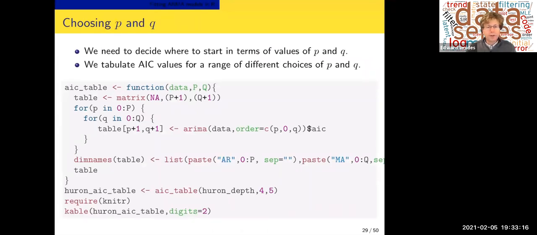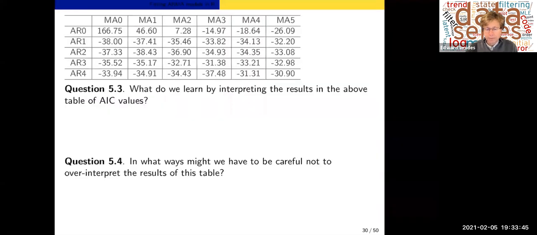We need to decide what values of P and Q to use, and here's one way to do that. We can try very quickly with a computer a whole range of values of P and Q and tabulate the results in an AIC table. Here's some code to do it. I don't think I'll say that much about it. You can figure it out by yourself if you want to. Let's go straight on to what it looks like.